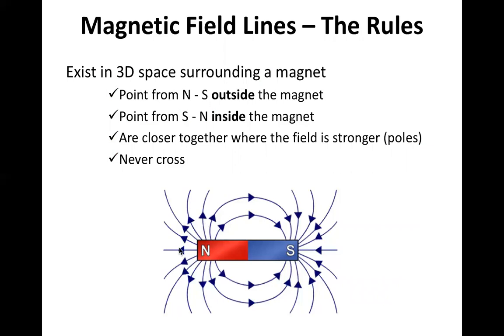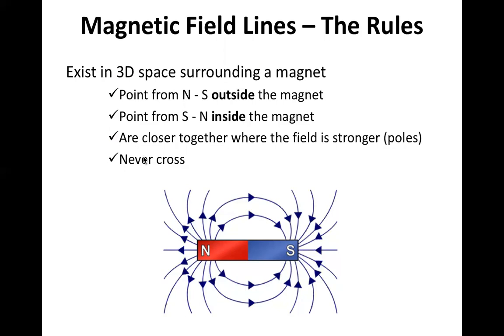Notice that they are closer together at the poles. That's where the force is the strongest. So attractive force here for a north magnet, and repulsive force here for a north magnet. Notice, we haven't talked about this, they never cross. So the field line direction is telling you where the compass needle will point if you place a compass there.